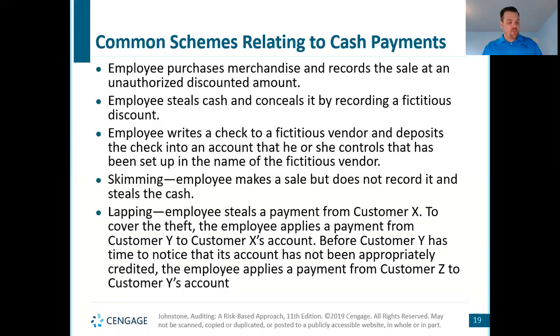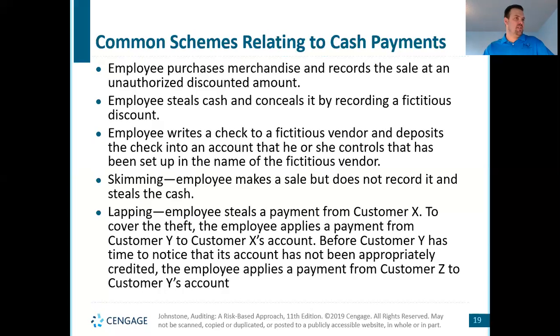So some common schemes related to cash, and this is on the bottom of page 499. Employees purchase merchandise and record a sale at an unauthorized discounted amount. Employee steals cash and conceals it by recording a fictitious discount. So, if I record a discount to a customer, so they owed me $2,000, but I gave them a $500 discount, well, then they send the company a check for $2,000. I would pocket the difference of the $500 and book the other part to customer discounts.